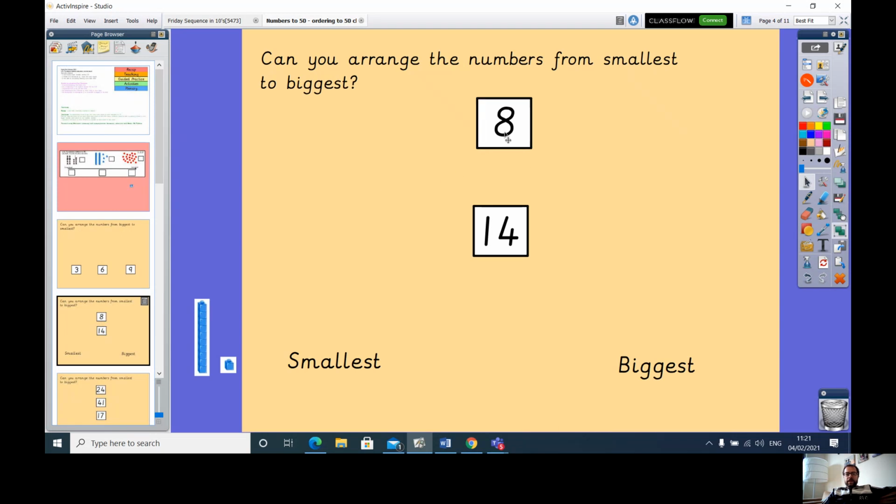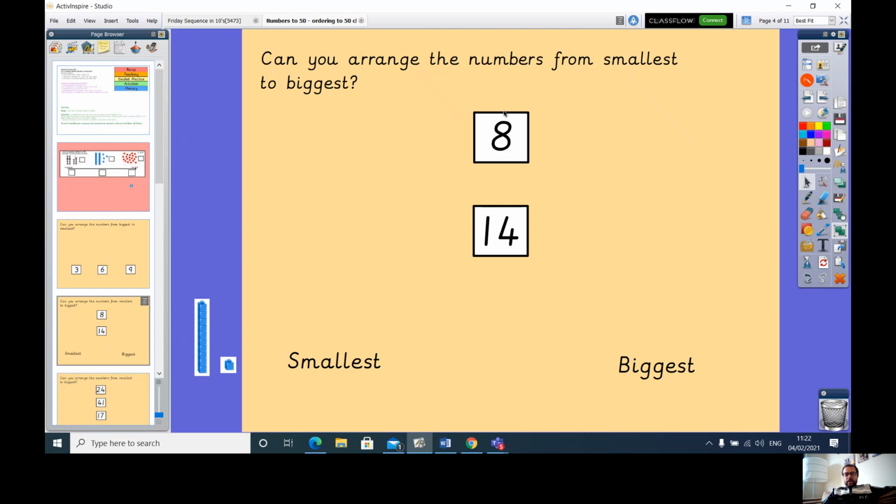Now let's look at these two here. We've got the number 8, and the number 14. How many digits has this number got? One digit, excellent. And how many digits has 14 got? It's got 2 digits. It's got a 1 here and a 4. And as we've learnt before, when the number's got 2 digits, the first digit is the number of tens. So again, we could look at which number is the smallest.